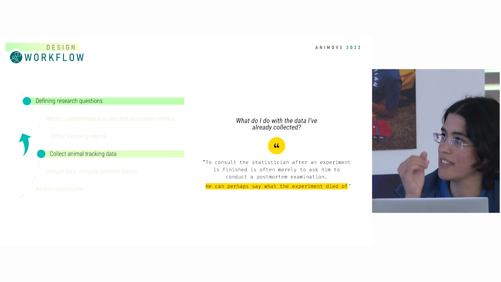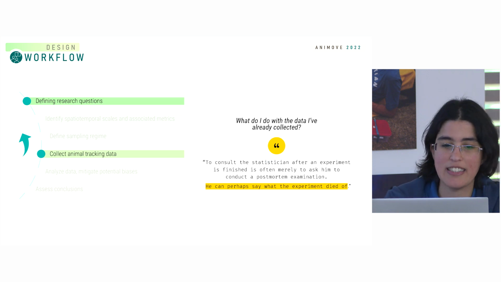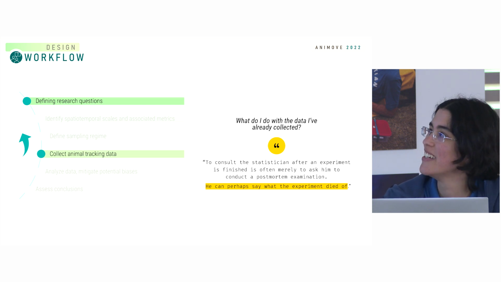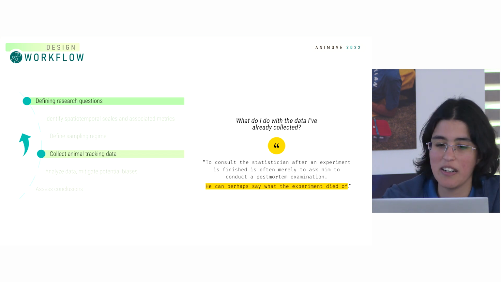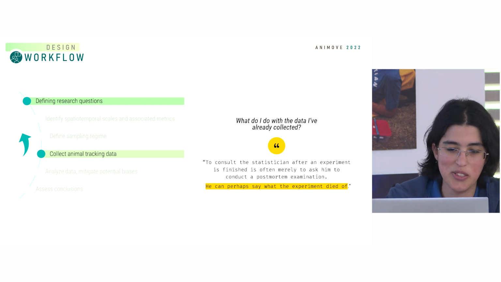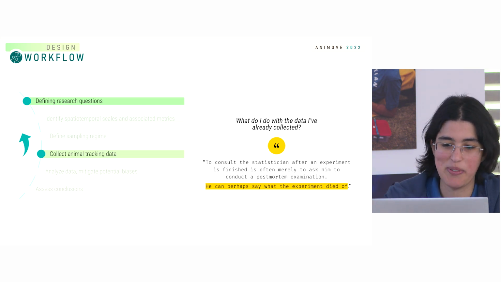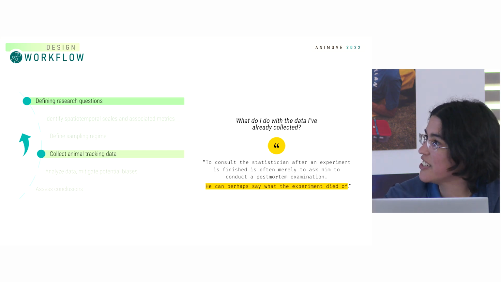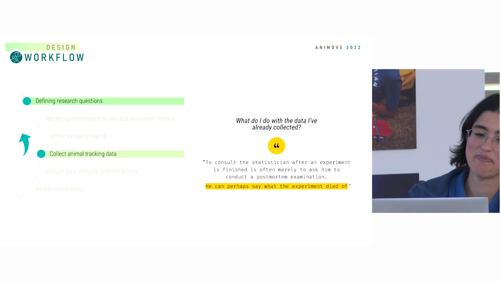What happens a lot is that people collect animal tracking data and then they're like, okay, now I'm going to define my research questions. What can I do with the data I've already collected? I think this quote applies very well to that: "To consult the statistician after an experiment is finished is often merely to ask him to conduct a post-mortem examination. He can perhaps say what the experiment died of." I think again, we've all been there.